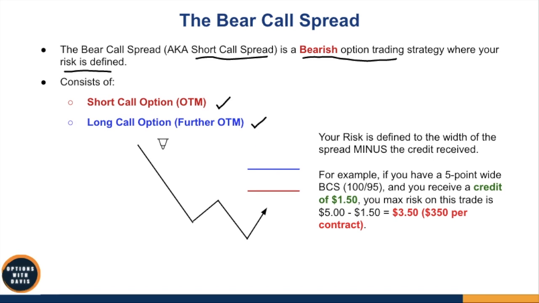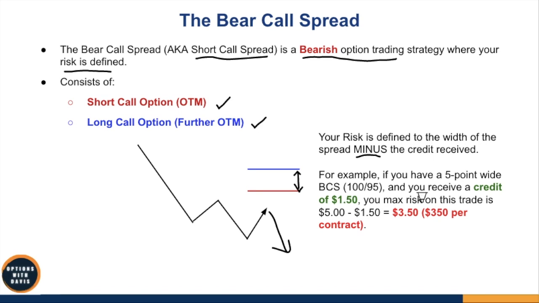So for example, the market is going down. As you can see, it's making lower highs, lower lows. And as it's coming up, let's say you think the market is going to go down, so you have a bearish outlook on this. So what you want to do is sell a call option here, and then buy back a call option that is further out of the money. This way your risk is defined to the maximum of the spread width minus the credit which you receive.